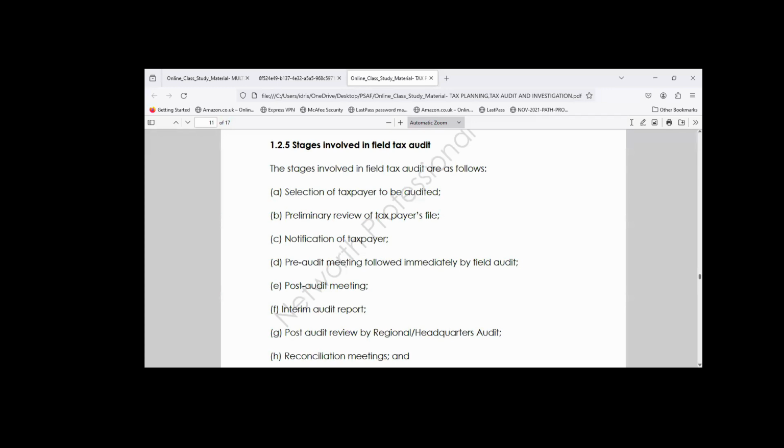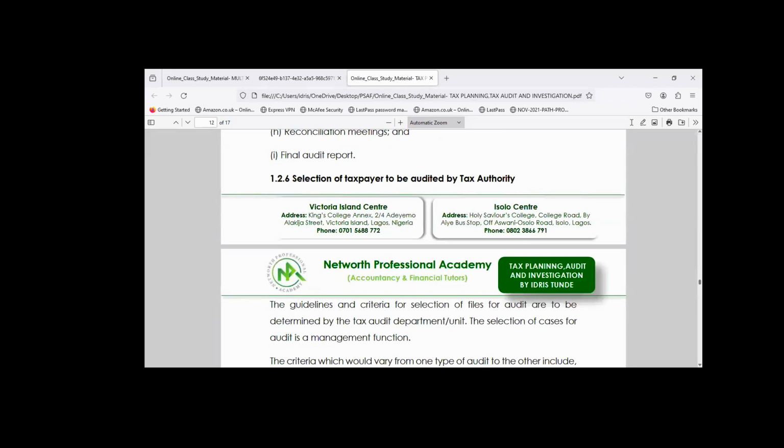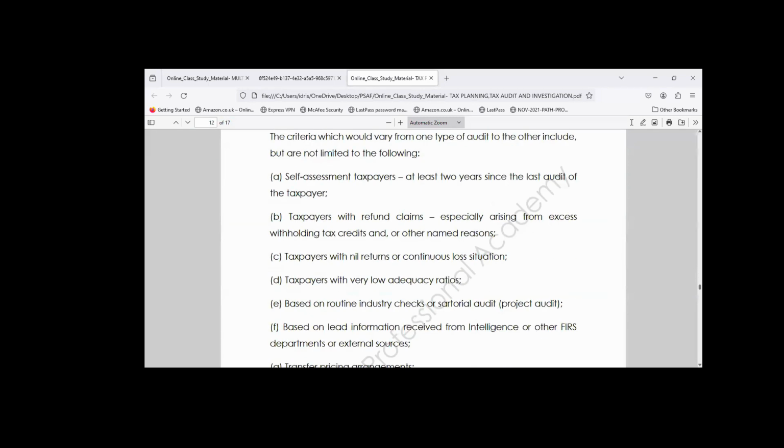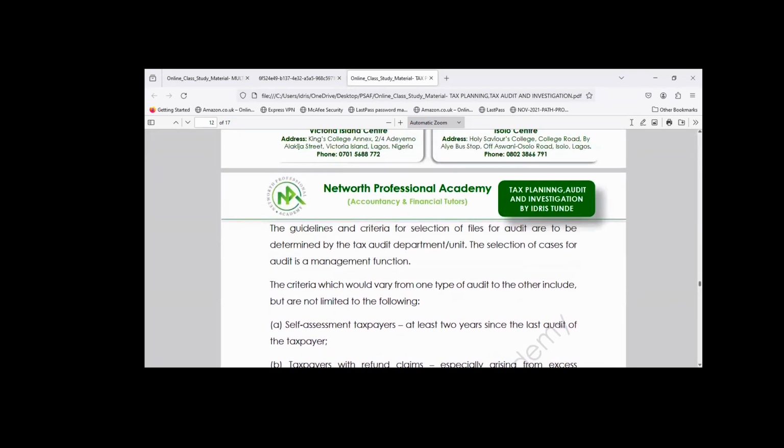You select the taxpayer to be audited. This is the company I want to audit. Selection of the taxpayer to be audited. How do we select a taxpayer to be audited? There are some criteria in selecting a taxpayer to be audited.